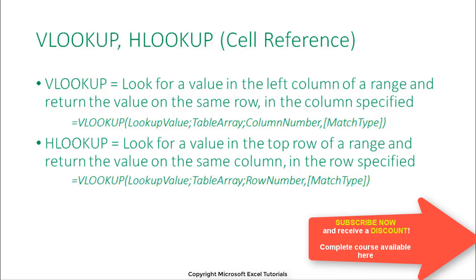VLOOKUP and HLOOKUP cell reference formulas are used when you want to look up a certain value within a specified range. VLOOKUP stands for vertical lookup and looks for a value within the leftmost column of a range and returns the value on the same row in the column specified in the formula. HLOOKUP, which stands for horizontal lookup, looks for a value within the top row of a range and returns the value on the same column in the row specified.